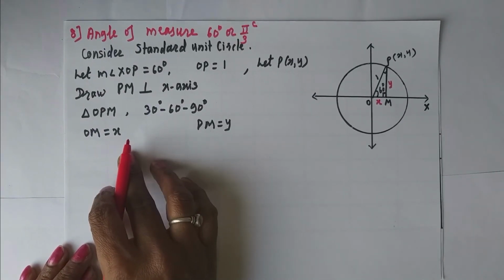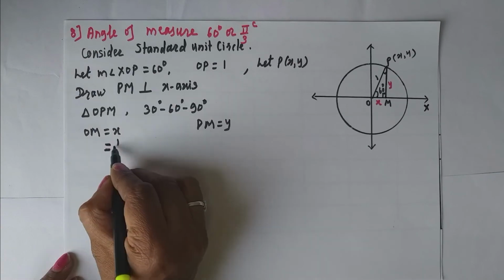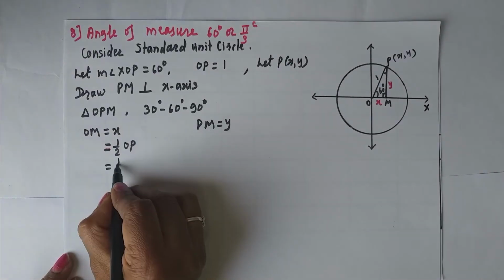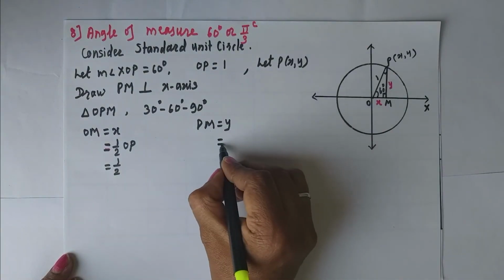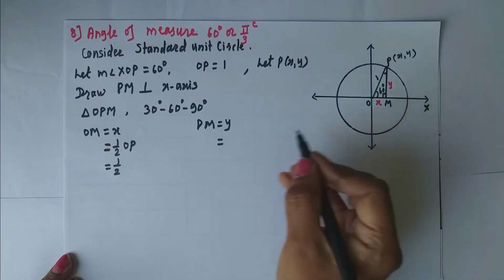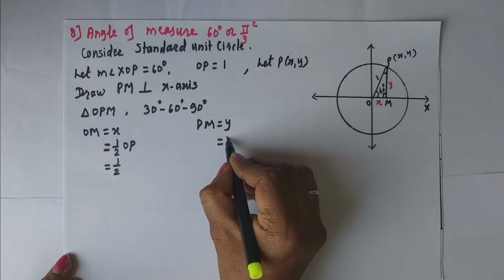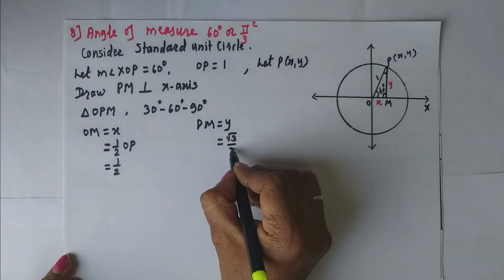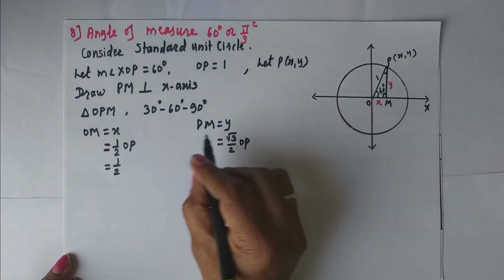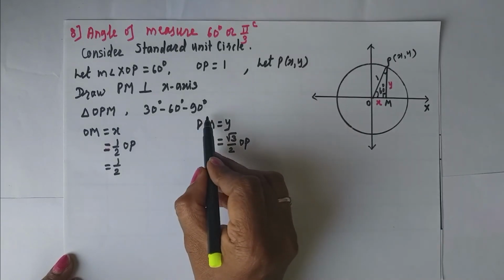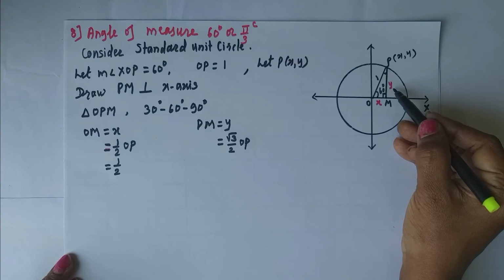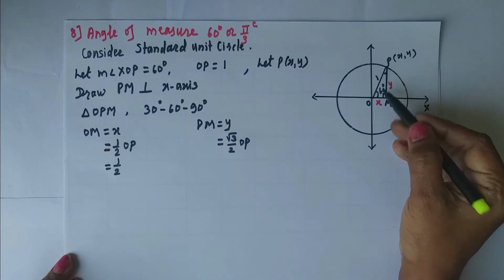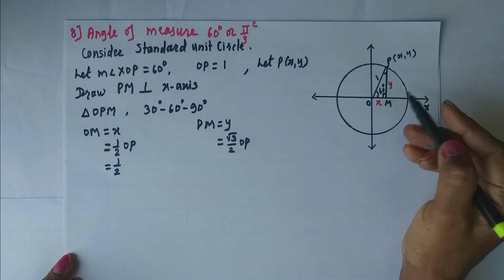Opposite to 30 degrees means half times the hypotenuse. And if we keep the value of OP as 1, then we will get half. Then what is this y? y is the side opposite to 60 degrees. Opposite to 60 degrees means root 3 by 2 times the hypotenuse. According to the property of the 30, 60, 90 degree triangle, the side opposite to 60 degrees is root 3 by 2 times the hypotenuse, and the side opposite to 30 degrees is half times the hypotenuse.